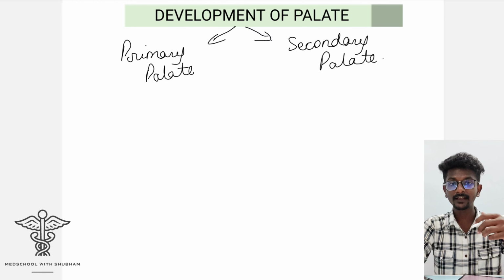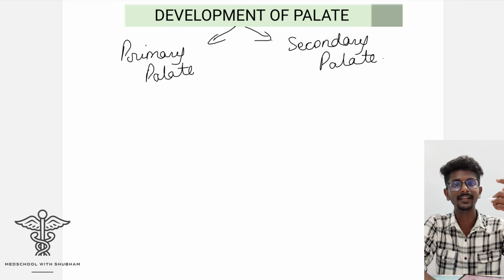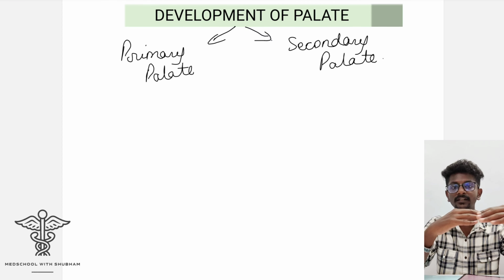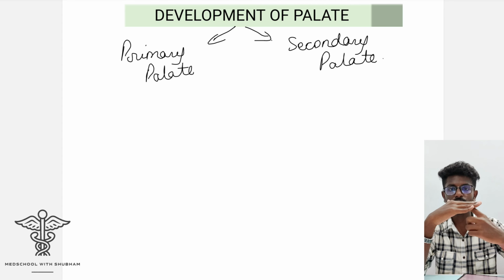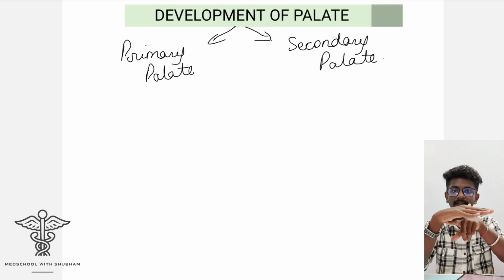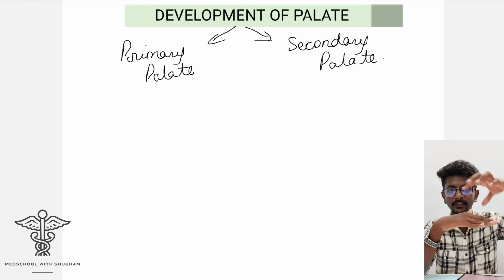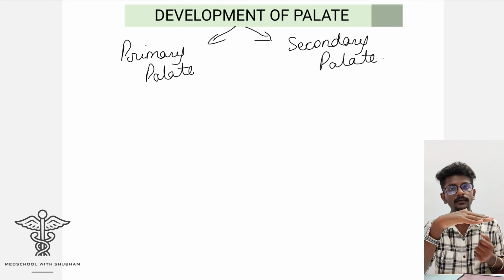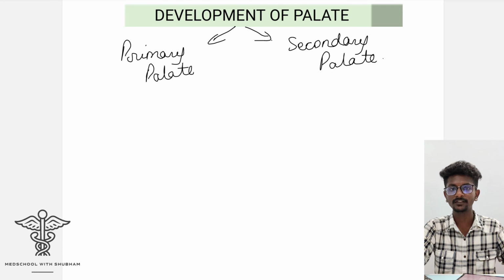So now you have understood what a palate is. What is above the palate? Above the palate we have the nasal cavity. So the palate forms the separation between the nasal cavity and the oral cavity. Here you have the oral cavity and here you have the nasal cavity. This is the hard palate, this is the soft palate and this is the uvula. The palate will be forming from the primary palate and the secondary palate.